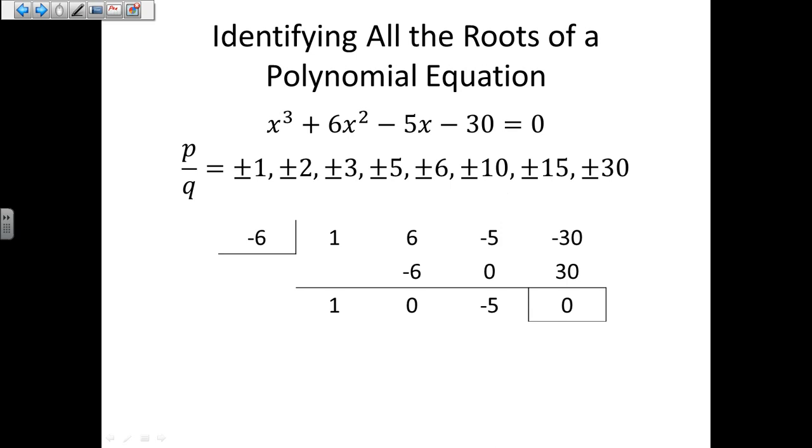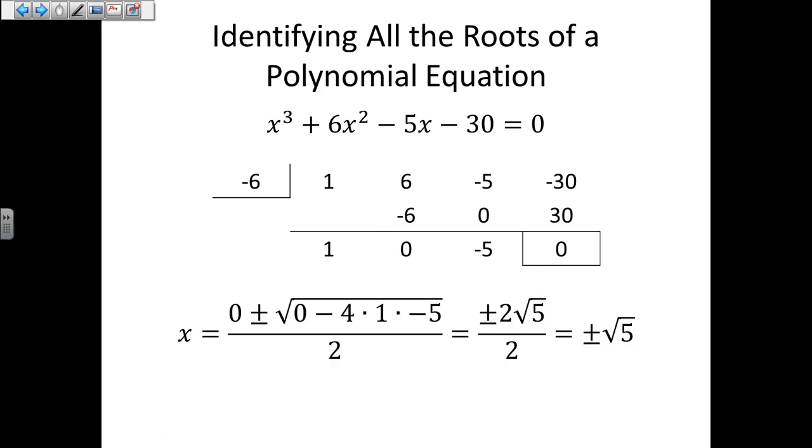-6 works. I run synthetic division to depress the equation. I'm down to a quadratic after one step. Now I run the quadratic formula on this, and I get plus or minus the square root of 5. So again, my irrational roots happen in pairs. I have the positive square root of 5 and the negative square root of 5. So all of my roots are -6, and then the square root of 5 and the negative square root of 5.